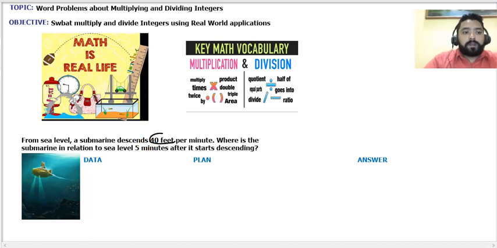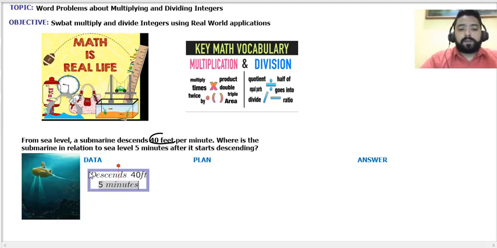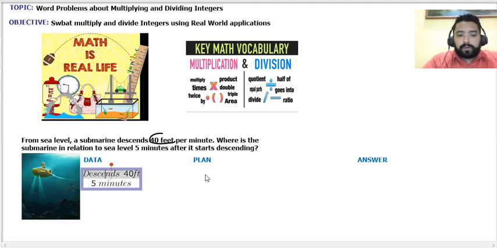So in the data, we are going to write this one, descent. Remember, it's important to write this value, descent 40 feet. And then the problem said that it is 5 minutes, so 5 minutes after the submarine starts descending. So we already have the first data, and then we are going to work with a plan.